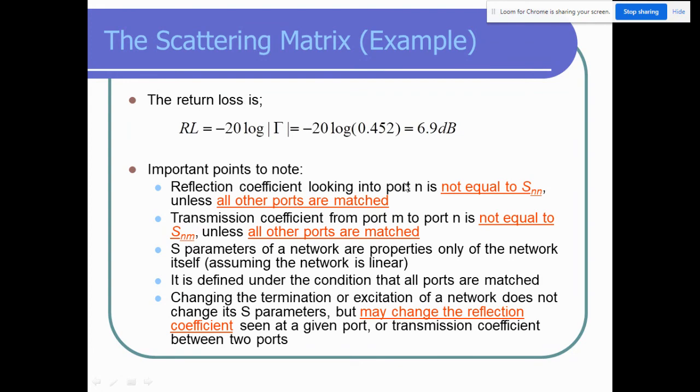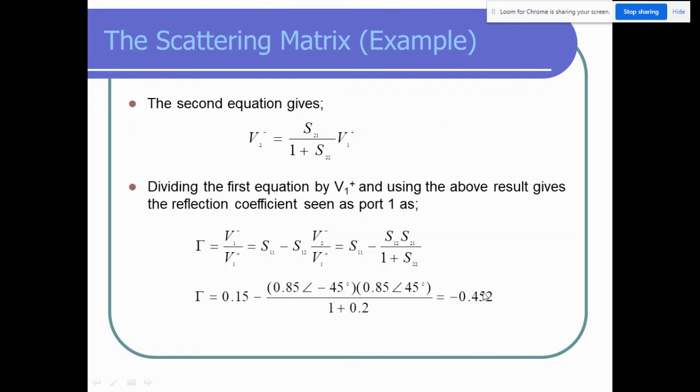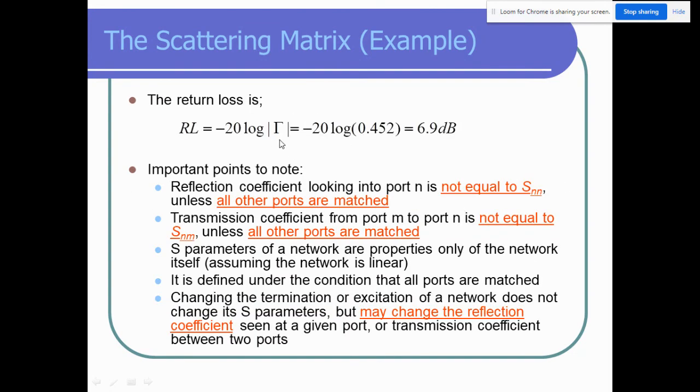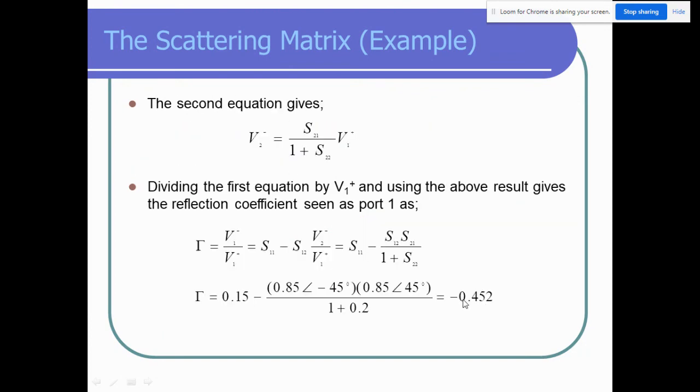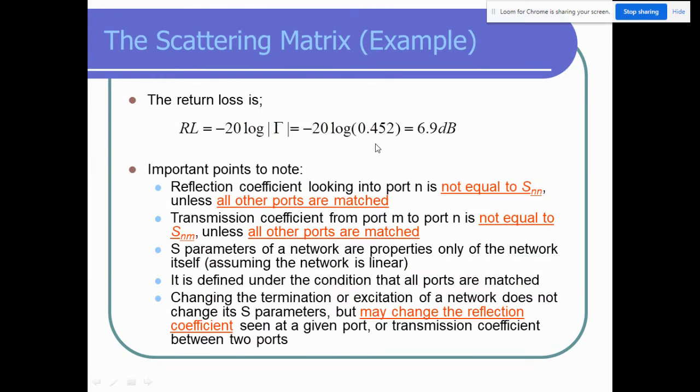So the return loss, we already found, is minus this one. So you cannot use the negative here, because see this. The absolute value of this one is not minus. This is 0.452. So you use 0.452 and this one.